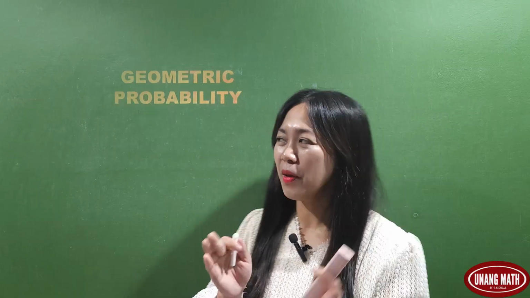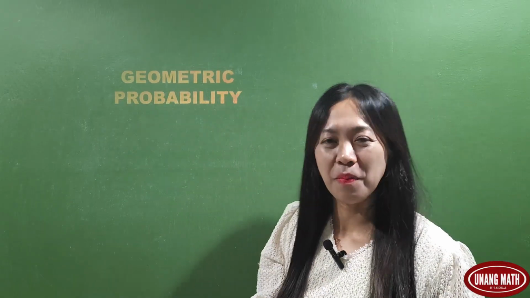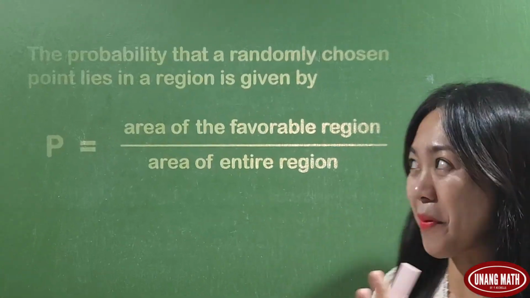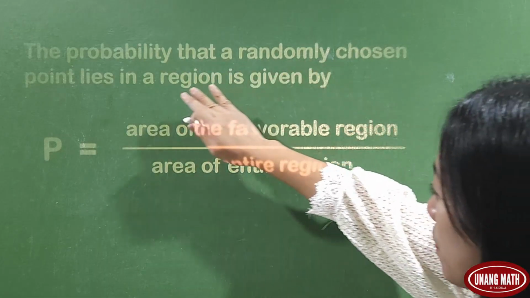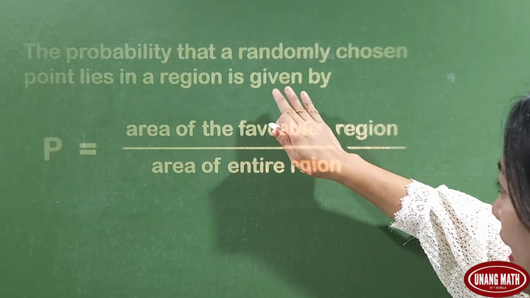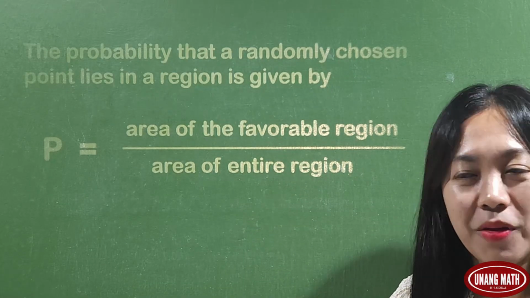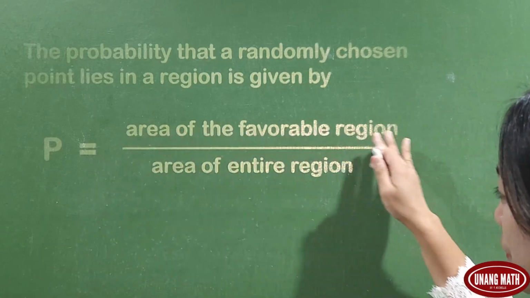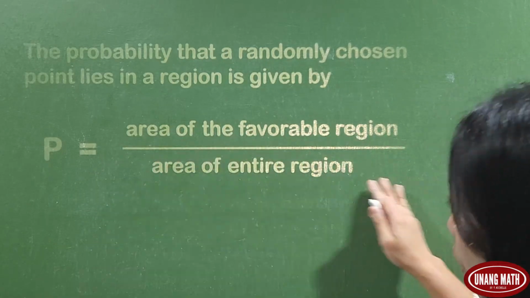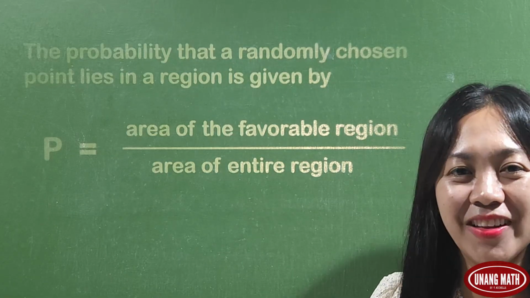In this episode, I will be discussing geometric probability. Okay, what is probability in geometry? The probability that a randomly chosen point lies in a region is given by this formula. In geometry, probability is equal to the area of the favorable region over the area of the entire region.